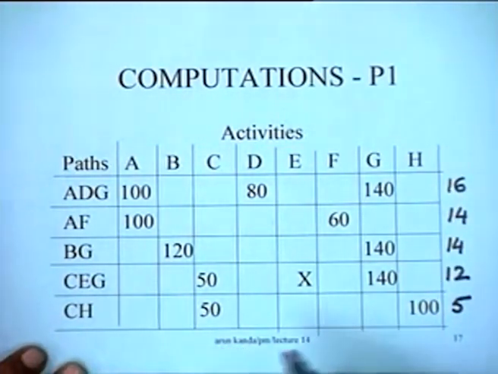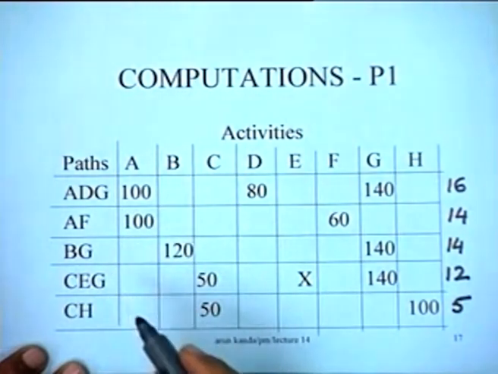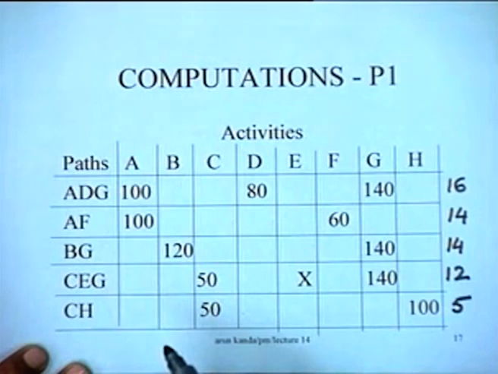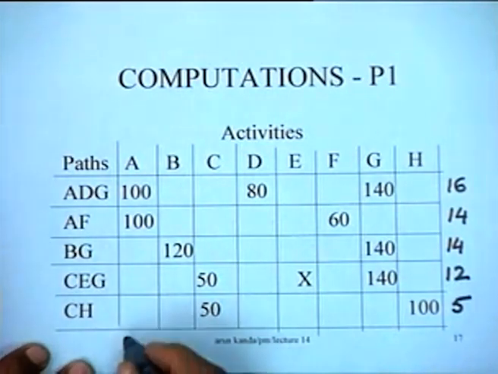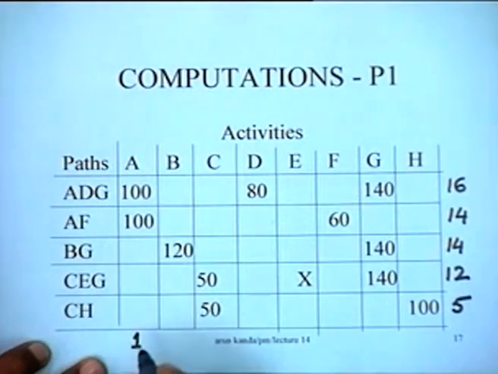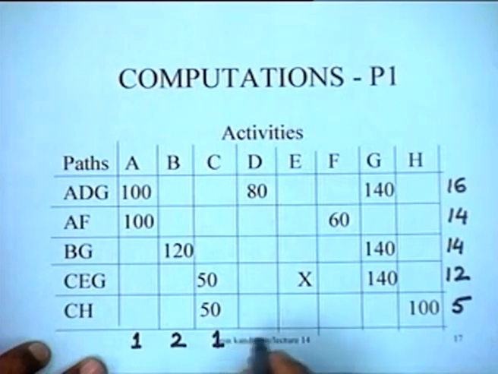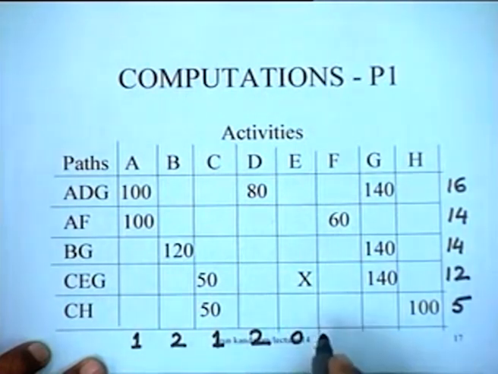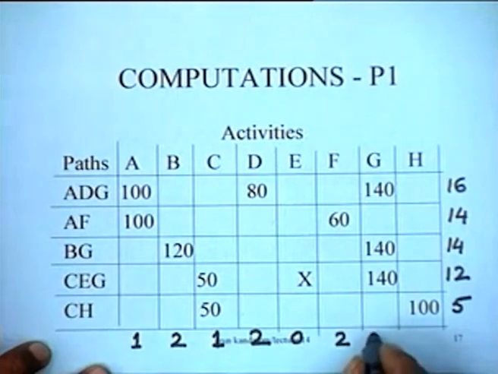I can also note down, for instance, that activity A we had seen can be crashed from 4 days, it has a normal duration of 4 days and a crash duration of 3 days. So it can be crashed by 1 day. B can be crashed by 2 days. C can be crashed by 1 day. D can be crashed by 2 days. E cannot be crashed at all. F can be crashed by 2 days. And G can be crashed by 2 days. And H can be crashed by 1 day.